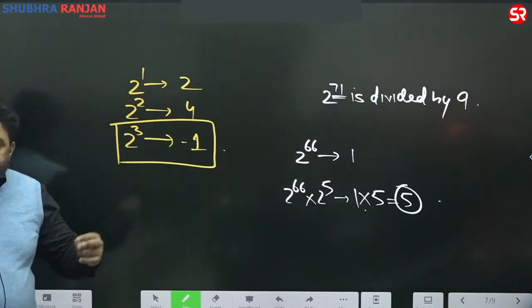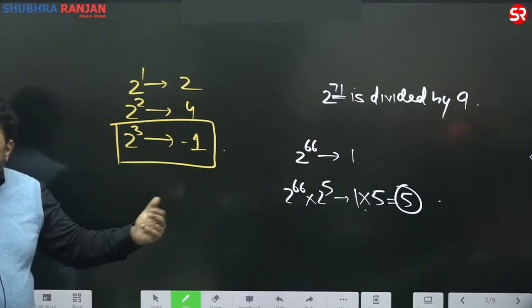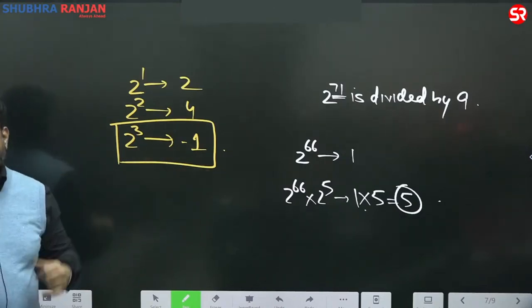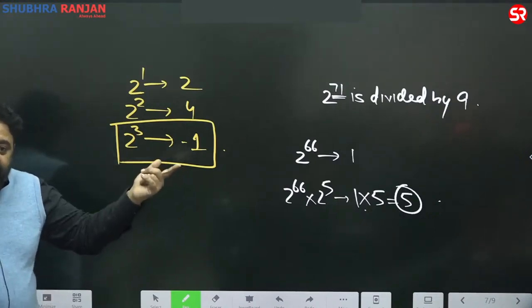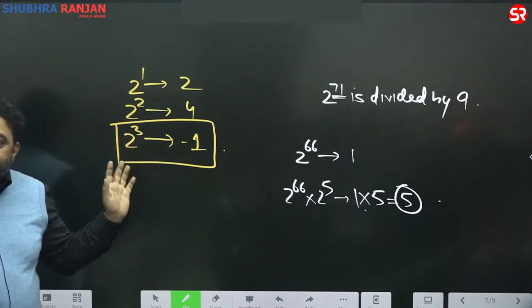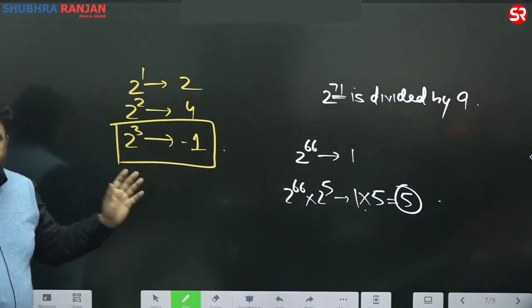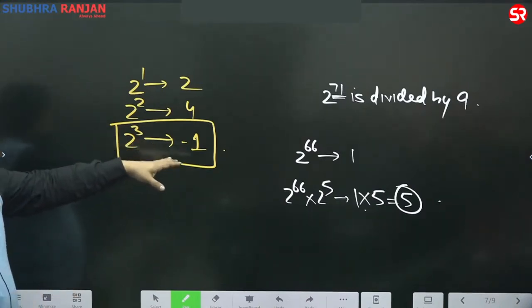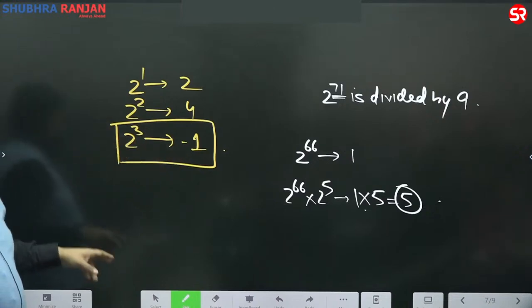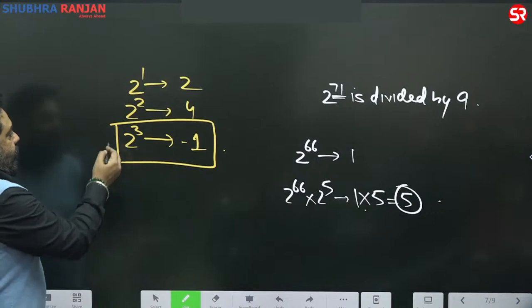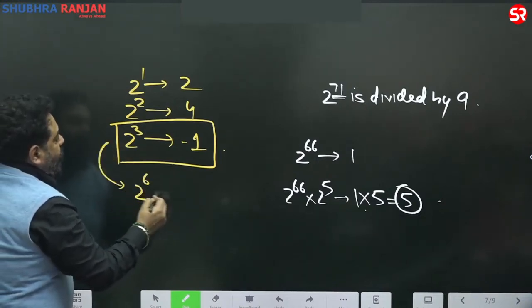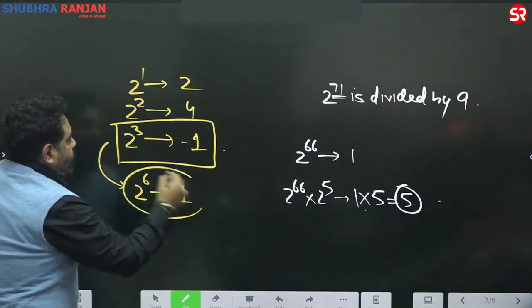2 to the power 3 is 8. 8 when divided by 9, minus 1. Right? But again, you have to work like that. You just cannot leave it here. So smartly, if you say 2 to the power 3 gives you minus 1, which means 2 to the power 6 gives you 1. Squaring both sides, 2 to the power 6 would give you 1.